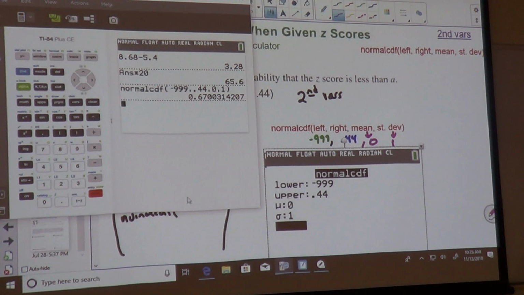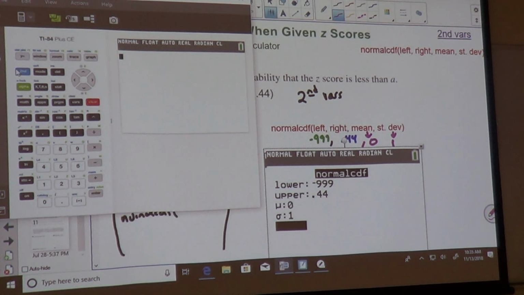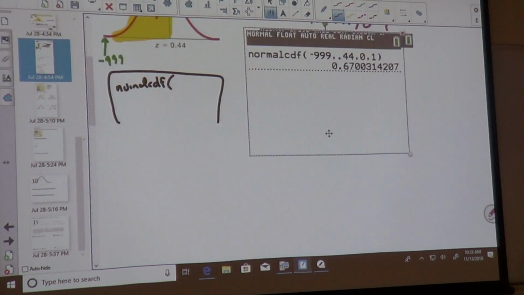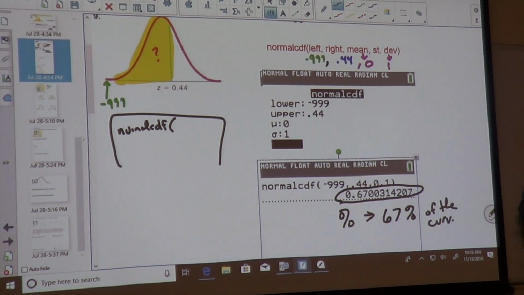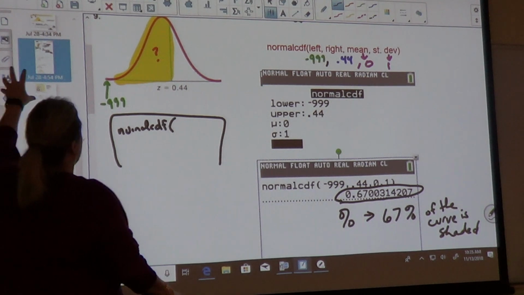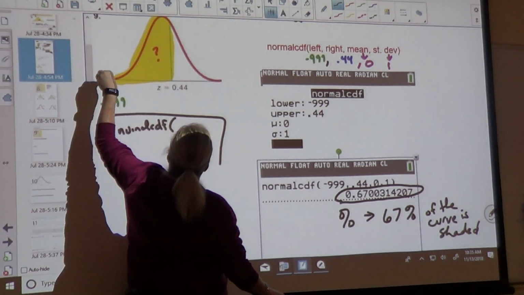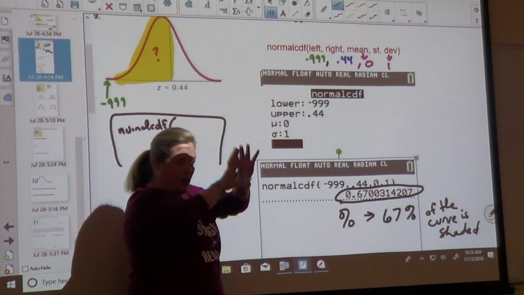When I hit calculate, let me get rid of this so you don't have all that other stuff there. When I hit calculate, mine ends up looking like y'all's. So this is my answer, and if they wanted it as a percent, what would my percent be? 67% of the curve is shaded. So we just figured out that this yellow part is 67% if the whole thing is 100.